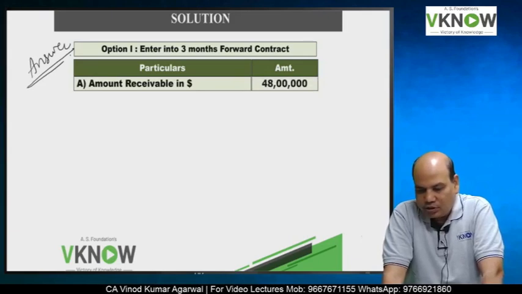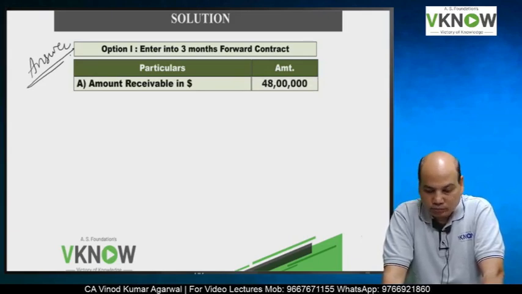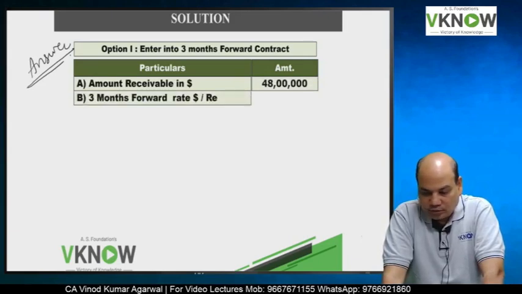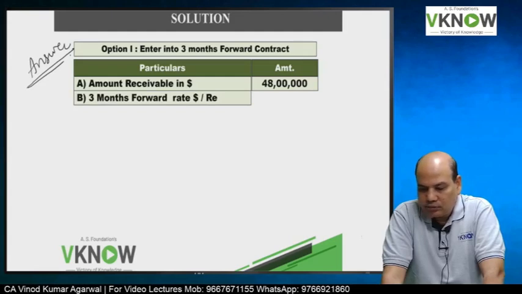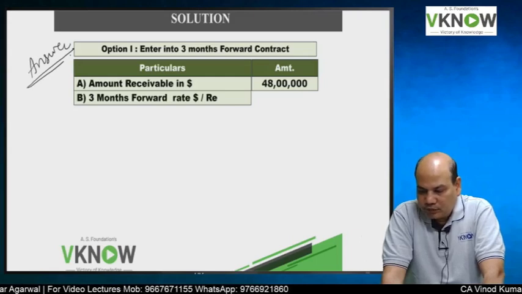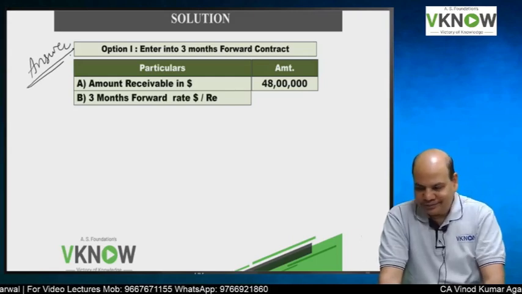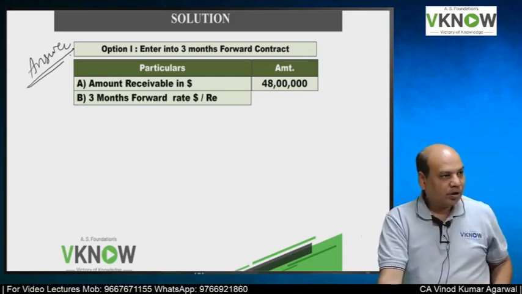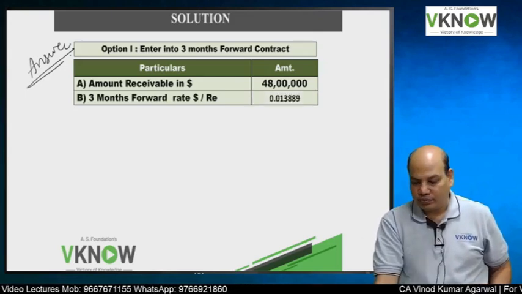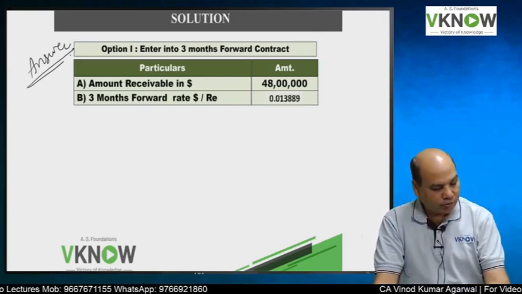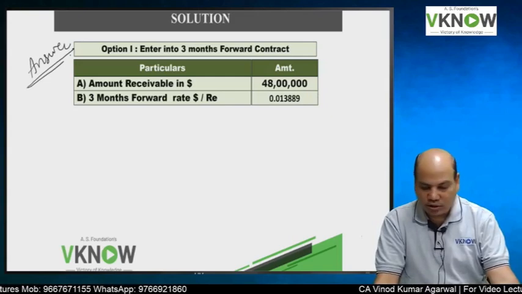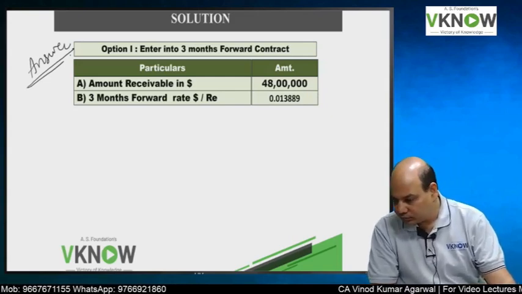Point A, write down amount receivable in dollar, 48 lakh. Point number B, write down the 3-month forward rate, dollar per rupee. Just look at your forward rate 3 month, 0.013889. Can you see that?